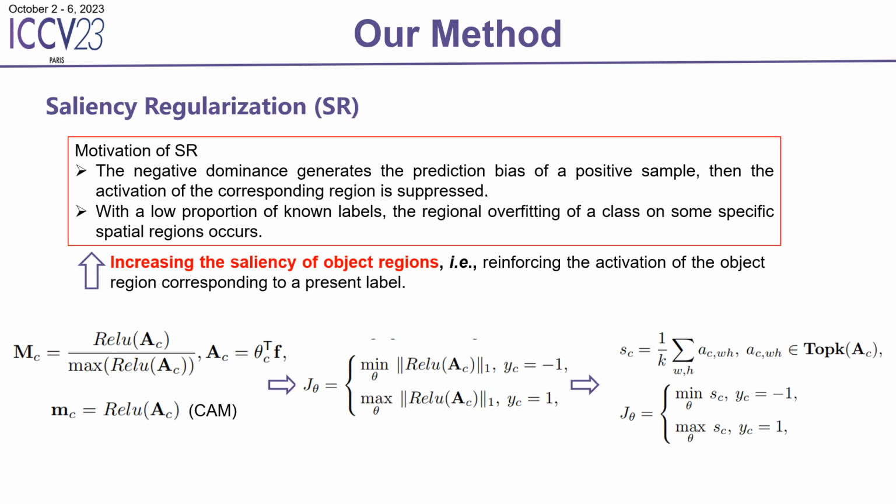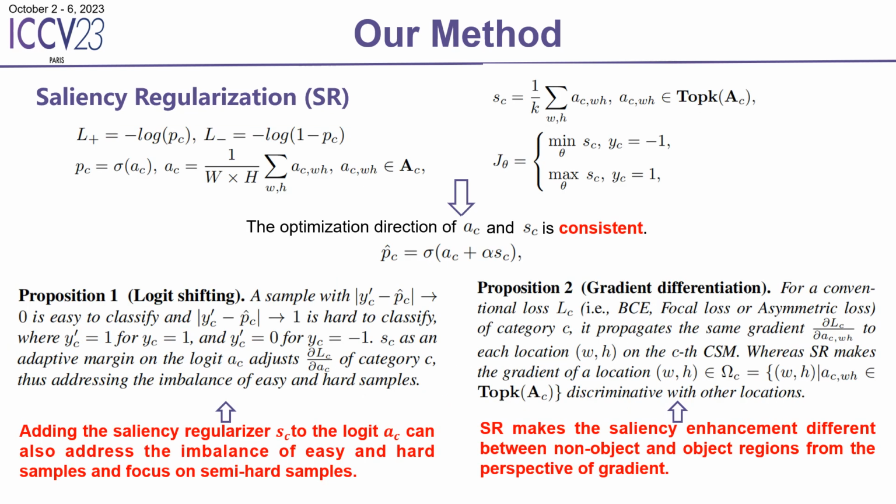To simplify the problem, we only optimize values selected by the top operator on A_c. Commonly, P_c is computed as the predicted probability. When Y_c is 1, A_c is close to the positive infinity direction. When Y_c is -1, vice versa. This is also consistent with the optimization direction of J(θ). So the optimization of J(θ) is simplified as P̂_c.